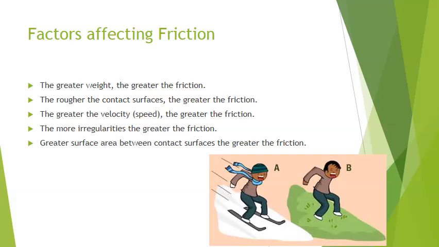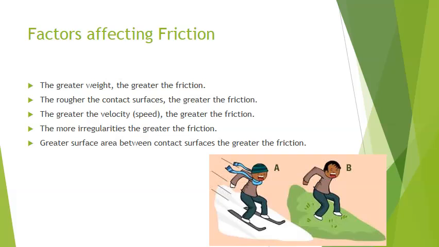We have several different factors that affect friction. So the greater the weight of the objects, the greater the friction. The rougher the contact surfaces, the greater the friction. The greater the speed of the objects, the greater the friction. The more irregularities in the surface, the greater the friction. And also, when there is a greater surface area between the two contact surfaces, then the greater the friction as well, and that can usually go along with how rough the contact surface is.